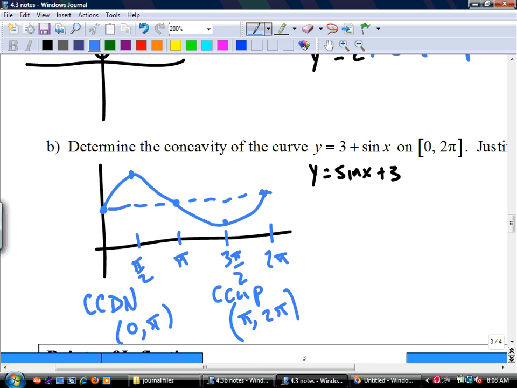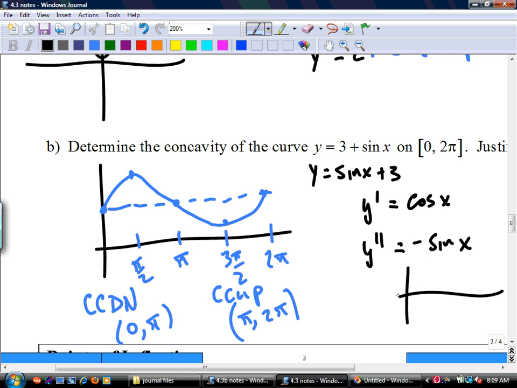Who knew that you guys were learning about concavity? Okay, so take the second derivative. y prime equals cos x. y double prime equals negative sine x. So if I talk about that graph, negative sine x looks like this. So where it's negative, it's concave down, and where it's positive, it's concave up.